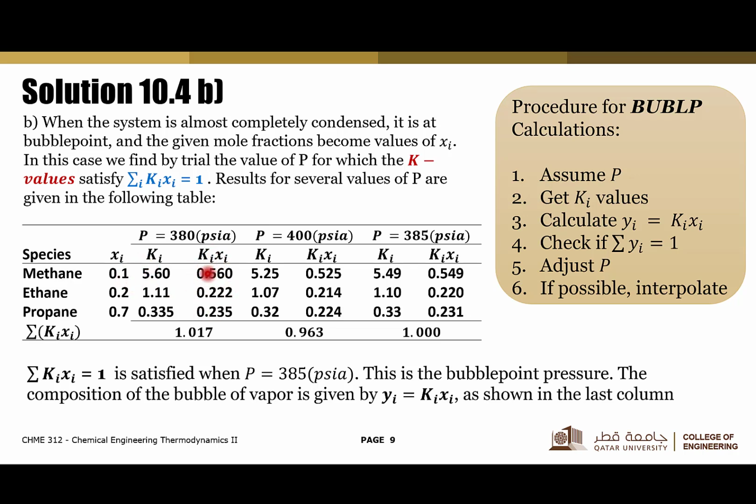So Y would be equal to K times Xi. X would be the one given in the problem, and K would be the ones you find from the chart. You do the math, you take the sum, 1.017. This is not it. Check the next one. It's not it either. Do some linear interpolation and find what it is, 385 in this case. Do the math. This is going to be your bubble pressure.